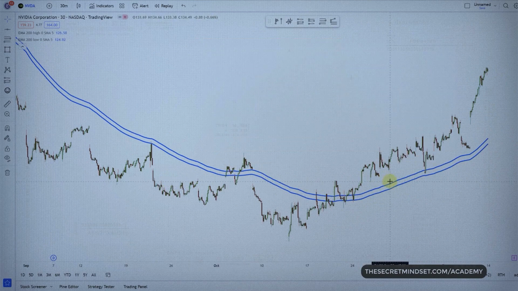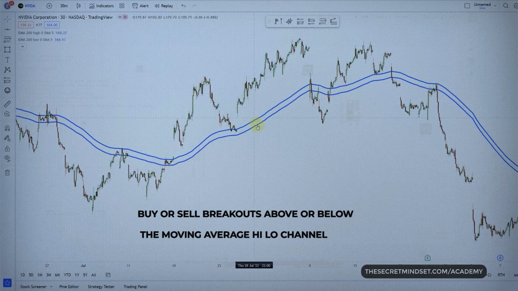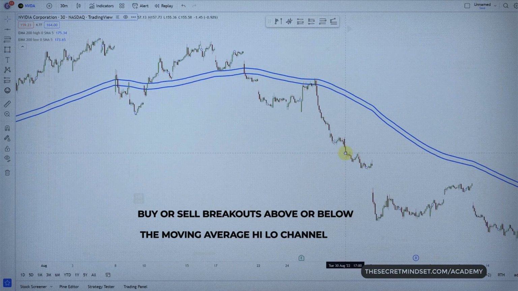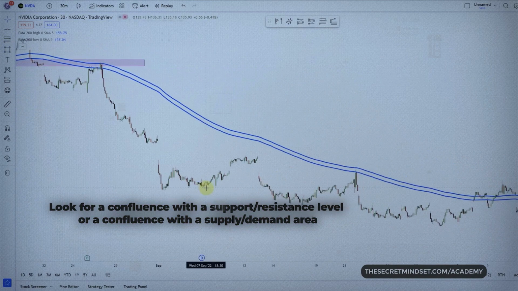You can buy or sell breakouts above or below the moving average channel, or you can use the channel's support and resistance areas to establish positions in the direction of the dominant market trend. A confluence with a support or resistance level, or a confluence with a supply or demand area, represents a high probability trade.